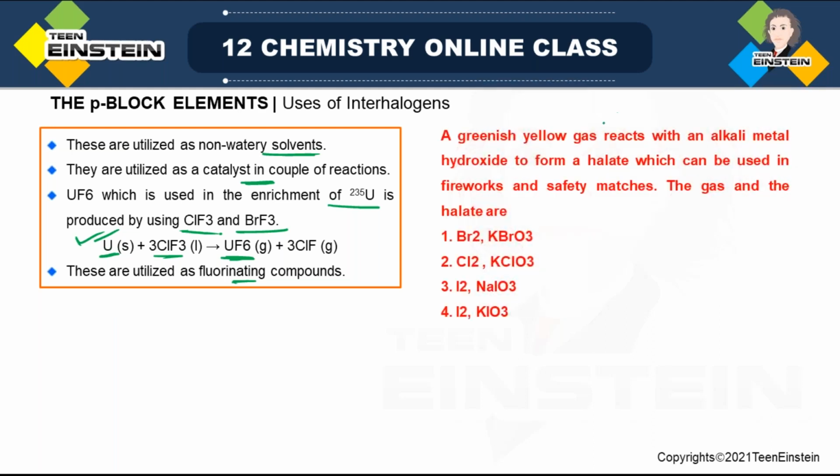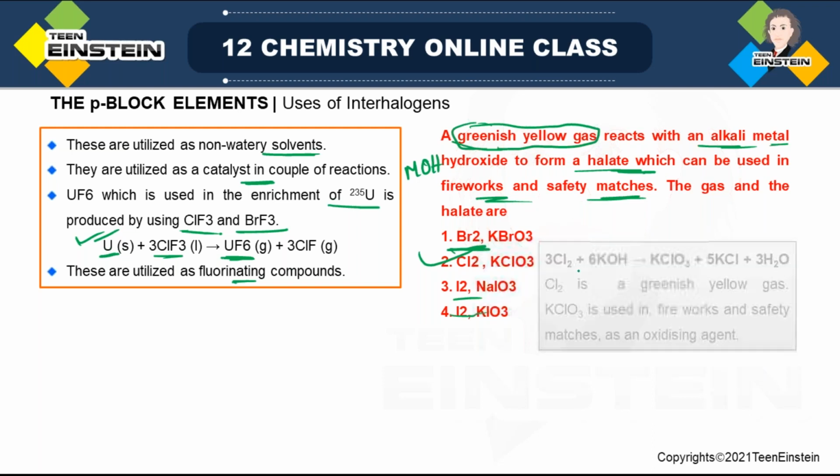Here we have a question. Greenish yellow gas reacts with an alkali metal hydroxide. That means having formula MOH, metal hydroxide, alkali metal, that means group 1. It forms halate, and this halate can be used in fireworks and safety matches. So what is this gas? Now here, this information is enough to choose the correct option, because greenish yellow gas is possible only for chlorine, not for iodine or bromine. So these options will not be correct. This is for this one. So even if you do not know which halate is used in fireworks or safety matches, then also you can choose the correct option.